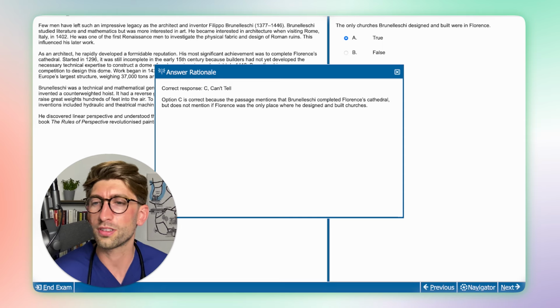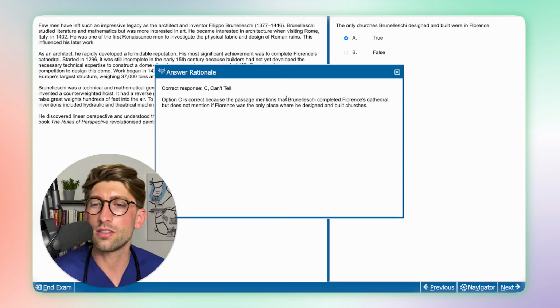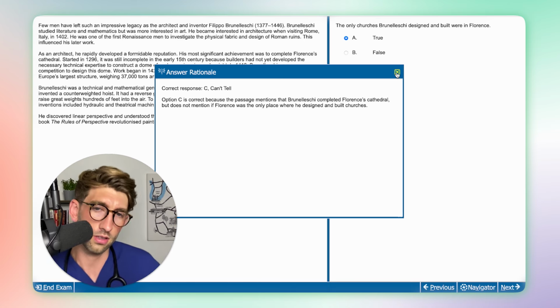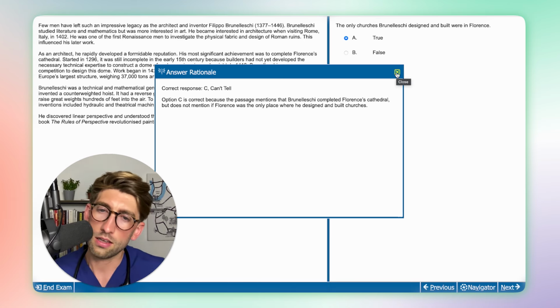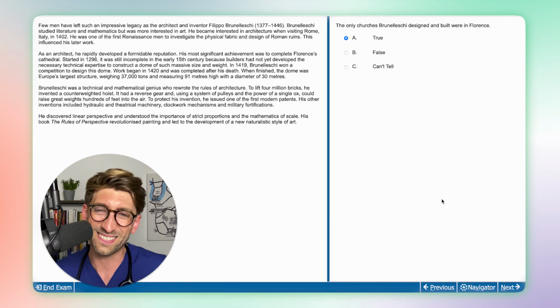Oh, balls. Can't tell. Okay, fine. So option C is correct because the passage mentions that Brunelleschi completed Florence's cathedral, but does not mention if Florence was the only place where he designed a church. Oh, yeah, amateur. Sorry, that was a bit of a silly mistake by me. Okay, yeah, fair enough. I mean, I thought about it, but didn't quite get it right. Okay, no worries. Let's move on.